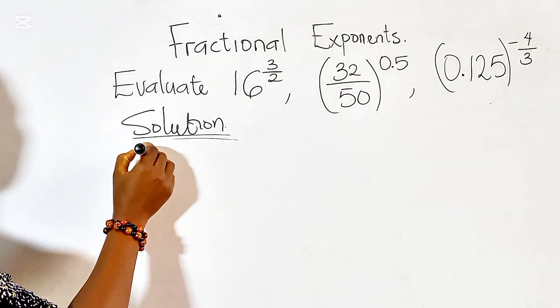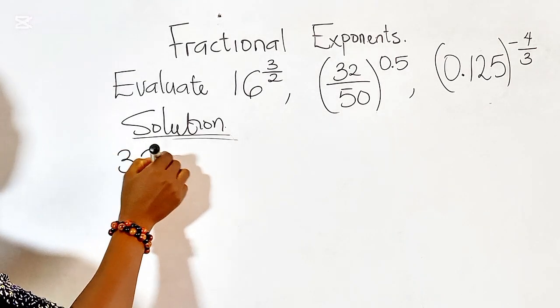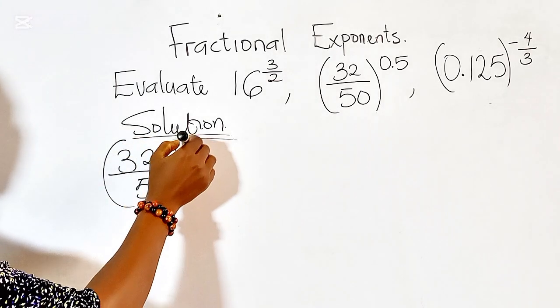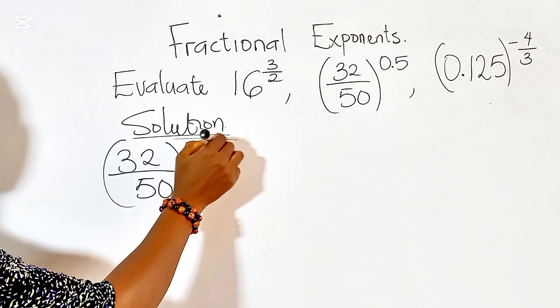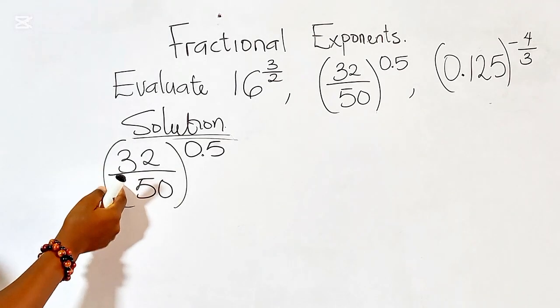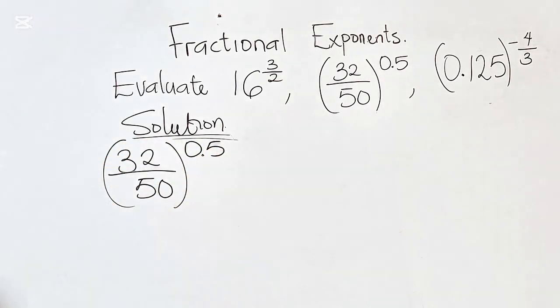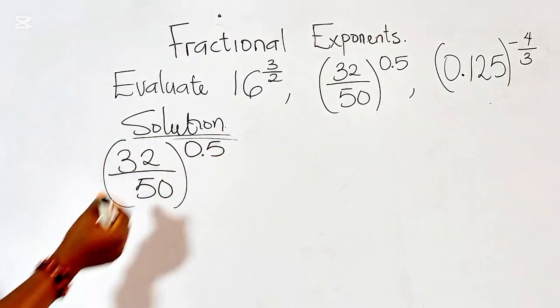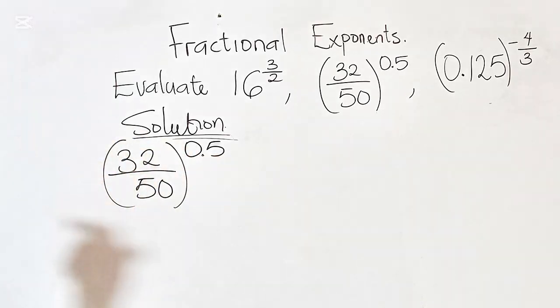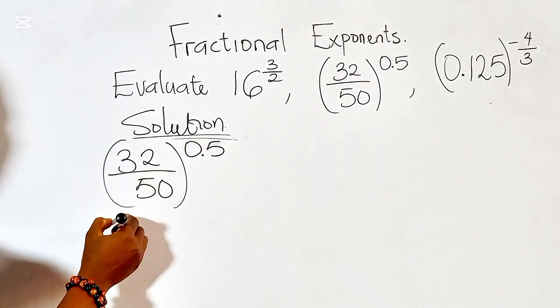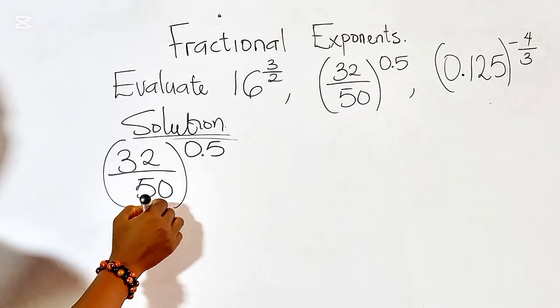We have 32 all over 50, then raised to the power of 0.5. If you notice, we have a fraction and the power is in decimal form. So this is very easy to do. We want to express them in the same form. So we want to convert this decimal number to a fraction. To convert a decimal number to a fraction, we simply divide by tens.